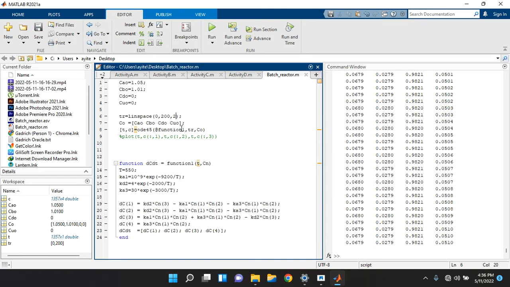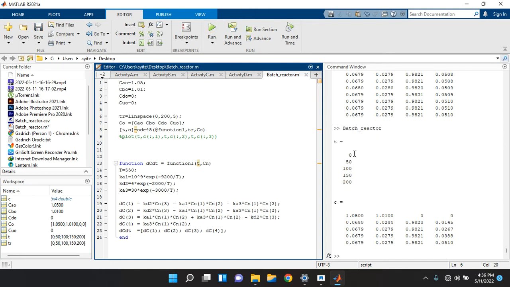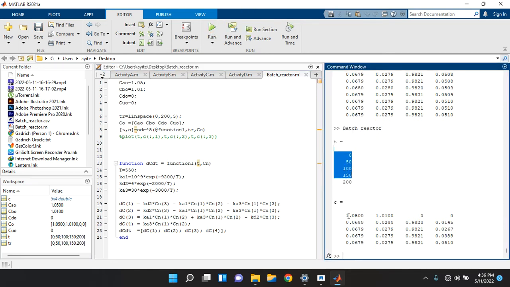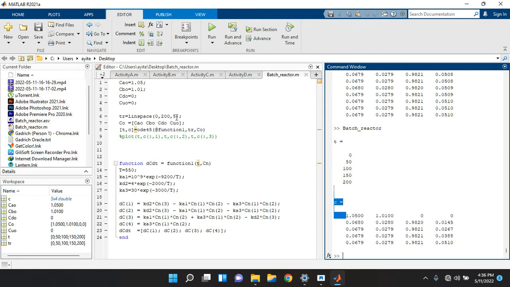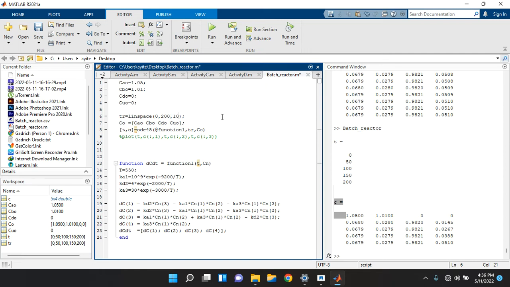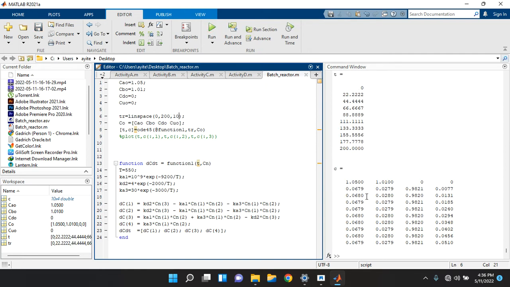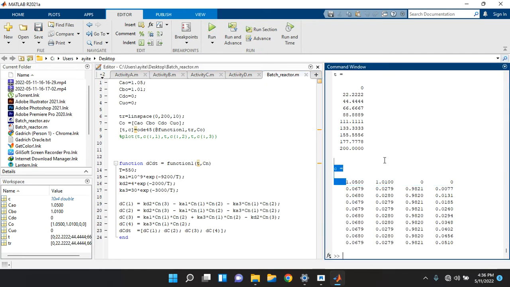I don't know why the 2 is that much, but dividing it into 5, so 5 different times, meaning 5 different concentrations for each of them. But in our case, we are doing it 10 different times, so 10 different concentrations for each of them. So now I have our concentrations.